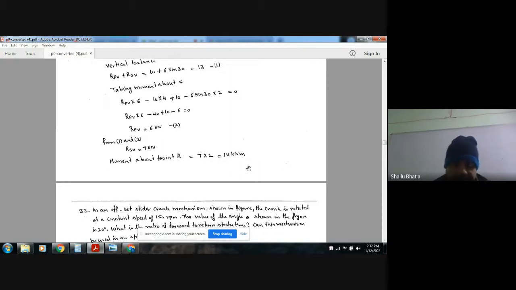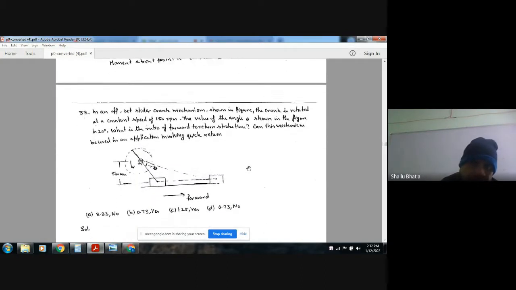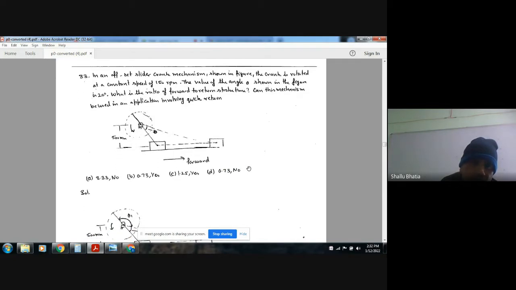Okay, next, in an offset slider crank mechanism shown in the figure, the crank is rotated at a constant speed of 150 rpm. The value of angle theta shown in the figure is 20 degrees. What is the ratio of forward to return stroke?